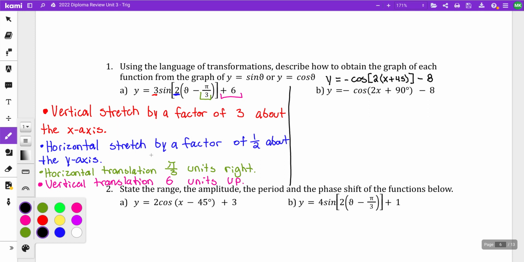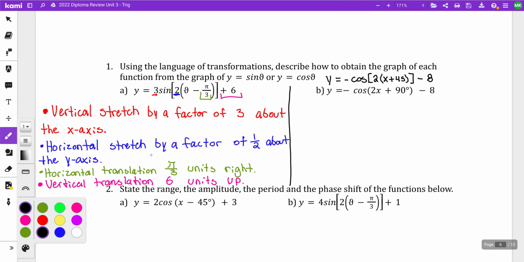That is very much a trick that happens on diplomas. I've seen that many, many times, where people immediately jump into the question. They're like, oh yeah, stretch 1/2, 90 to the left. Which is not actually true. It's not 90, it's 45 that you're moving. So make sure you GCF the 2. There can never be something directly on the x when you're talking transformations. You must GCF it. Then you can talk transformations.